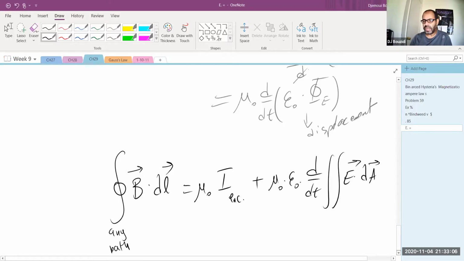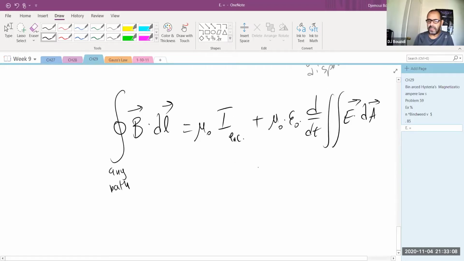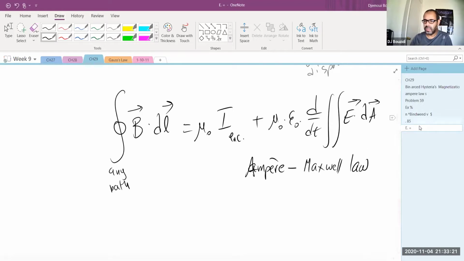So this law now became known as Ampere, I'm sorry, it's capital A, Ampere-Maxwell law. So now we have another law that we can write in this form. This is the displacement current, okay? Actually, Mr. Maxwell imagined that there's some sort of current flowing, but there is none. It has to do only with the changing electric field.